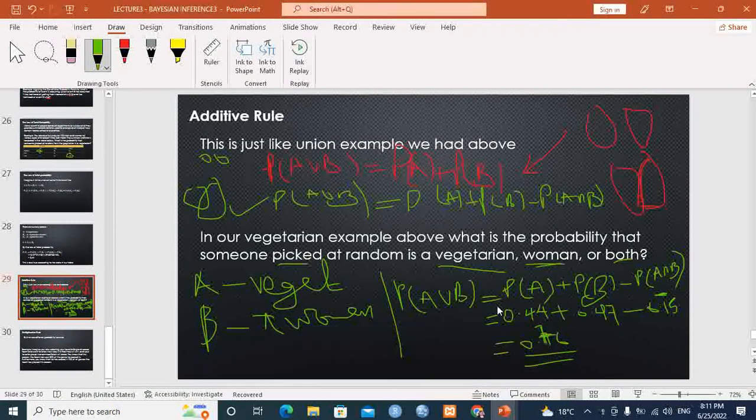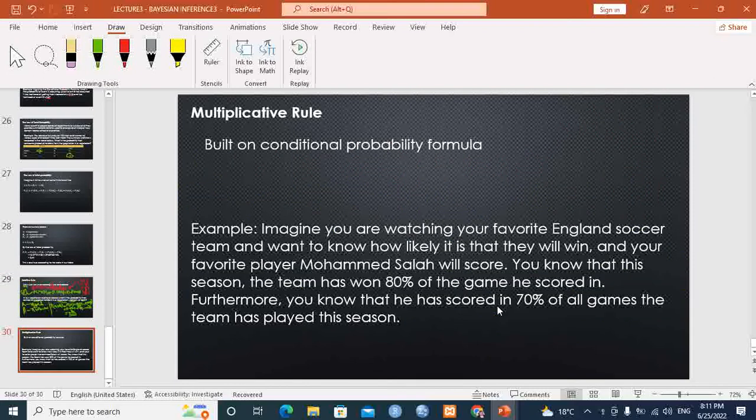Greetings, welcome back. In our last class we discussed the additive rule, and we said it works very closely with what we covered in union of sets. In this class we are going to look at the multiplicative rule, which is an extension of conditional probabilities. So let's go ahead and look at it.